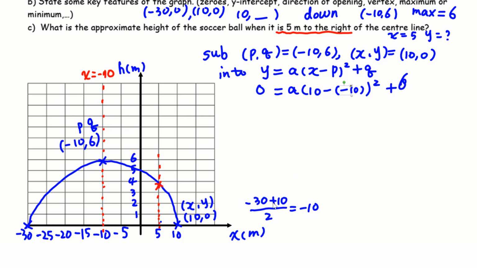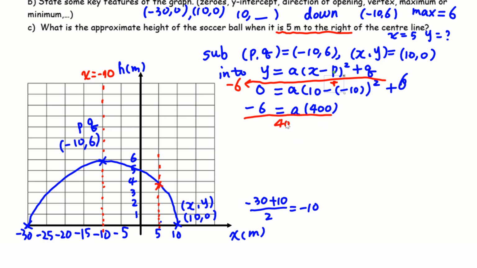So y is 0, a value is unknown, 10 is x, p is -10, then squared plus q is 6. So in order to solve for a, we move the 6 to the other side by doing the opposite operation, which is -6. So we have -6 equals a times 10 minus -10 is plus 10. So 10 plus 10 gives you 20. 20 squared gives you 400. So a times 400.